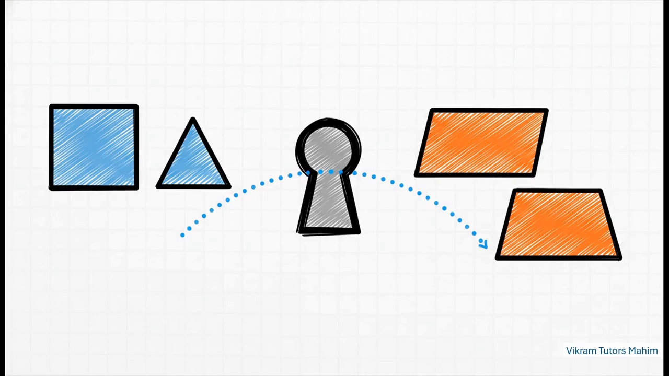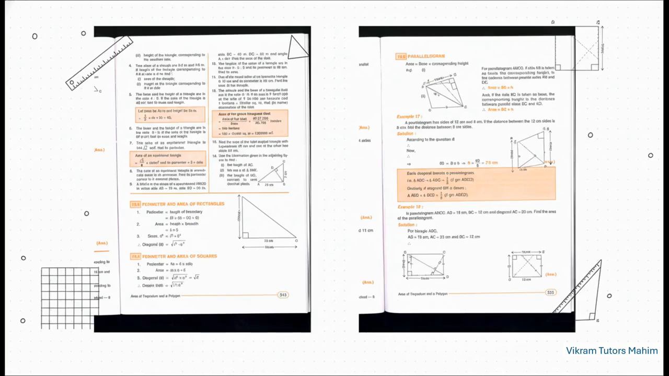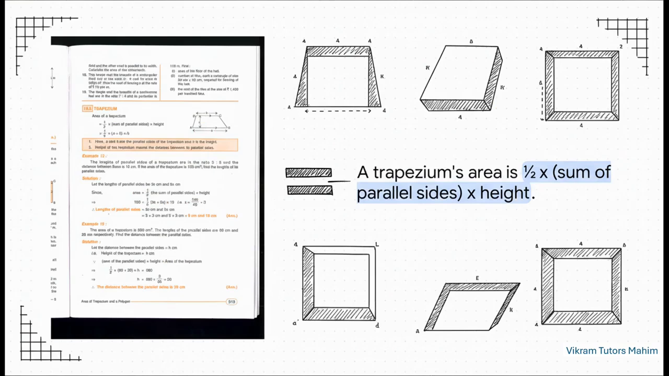Let's move on to parallelograms. So a parallelogram is kind of like a tilted rectangle. Its area formula, base times height, is very similar. For a trapezium, you just average the 2 parallel sides and then multiply that by the height.